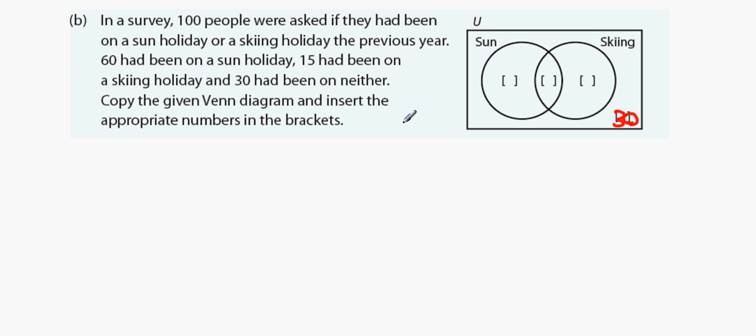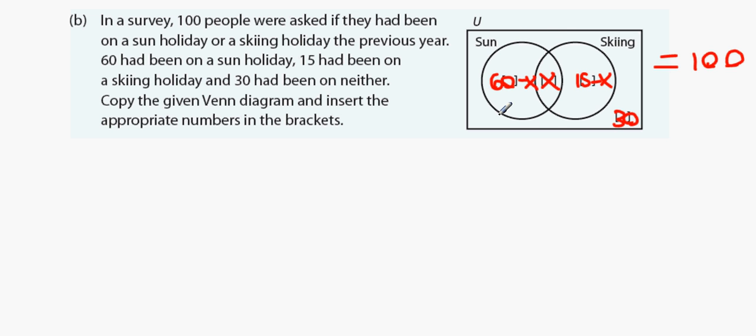It doesn't say anything about skiing holiday only. We know there's 100 people in total, so the full answer is 100. So let's do what we usually do, put X in the middle. 60 have been on a sun holiday, so that means 60 minus X in here, because when you add 60 minus X plus X together you get 60, and the skiing holiday is going to be 15 minus X. Now you know that the sun union the skiing, so people who've been on either a sun or a skiing holiday, has to add up to 70 people.